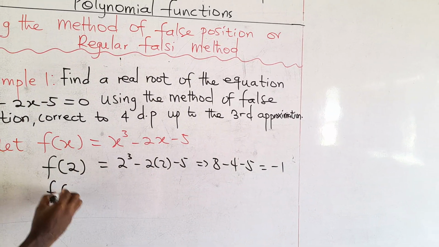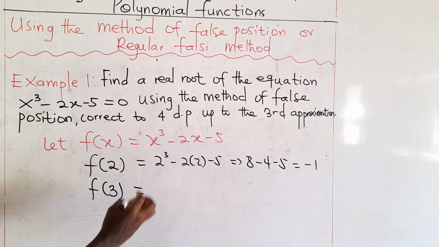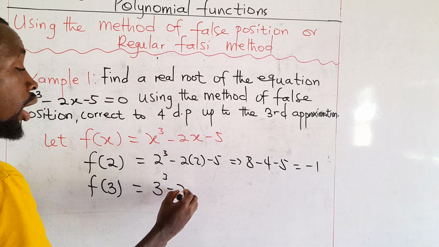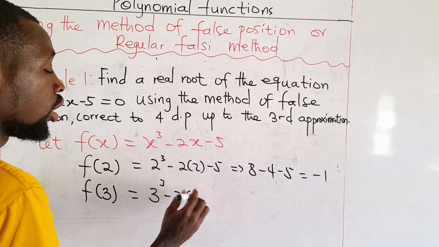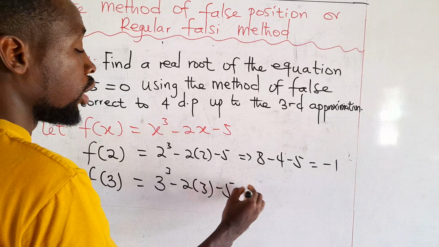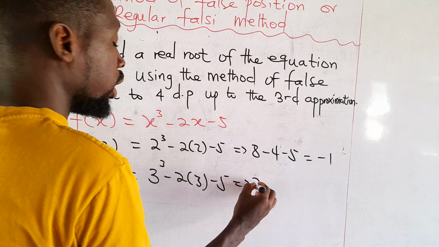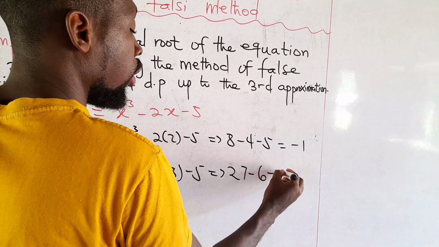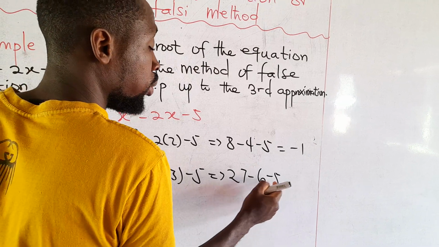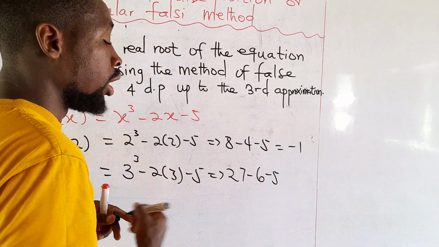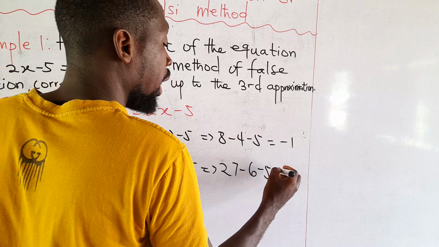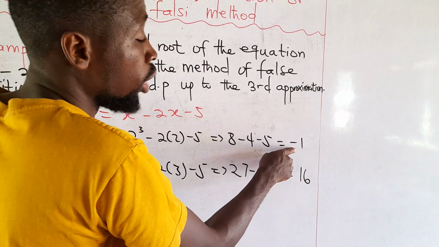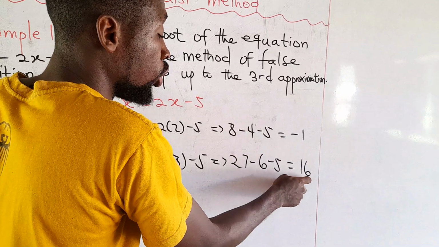Then let's find f of 3. Our f of 3 means we substitute 3 in place of x. So we get 3 cubed minus 2 times 3, then minus 5. This implies that 3 cubed is 27, 2 times 3 is 6, then minus 5. 27 minus 6 is 21, and 21 minus 5 will be equal to 16. So you see that f of 2 produces a negative outcome, and f of 3 produces a positive outcome.